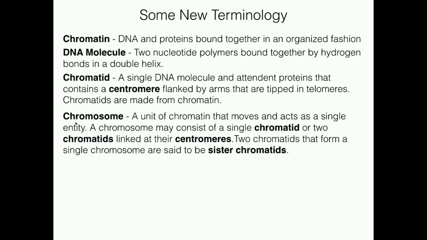Because your cells have to double their DNA, they have to replicate their DNA before they can divide the cell, sometimes a chromosome will contain one chromatid, and sometimes a chromosome will contain two chromatids linked together at the centromere. If a chromosome is made of two chromatids bound together, those two chromatids are called sister chromatids.